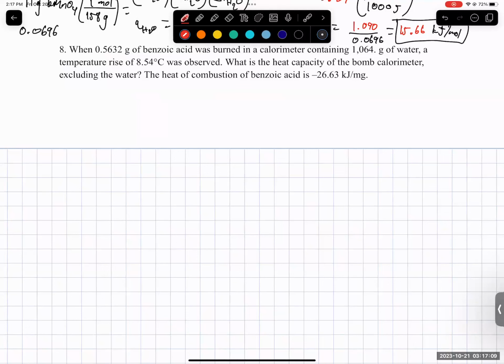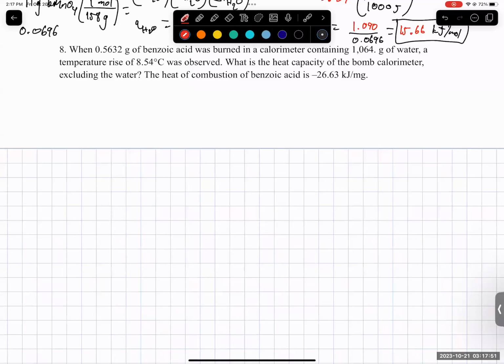All right, number 8. 0.5632 grams of benzoic acid burned in a calorimeter containing 1064 grams of water. A temperature rise of 8.54 degrees Celsius was observed. What is the heat capacity of the bomb calorimeter excluding the water? Since it says excluding the water, there's no business of adding the masses together. The heat of combustion of benzoic acid is negative 26.63 kilojoules per milligram. You can have units of kilojoules per milligram, so different that way.